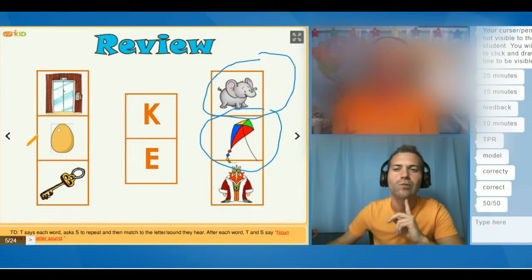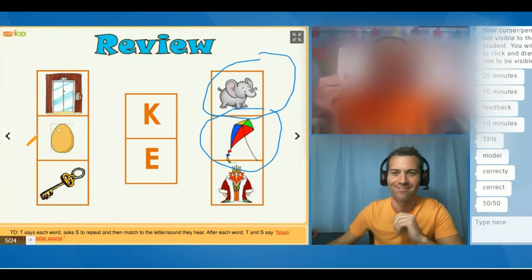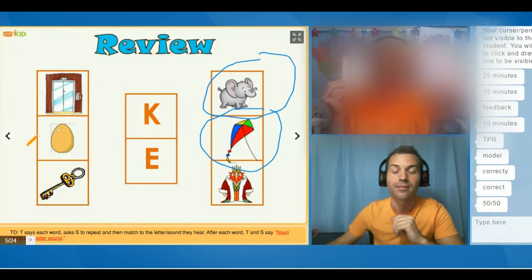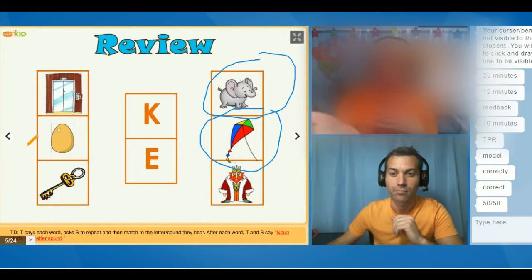Also, flashcards, you had a wonderful amount of props. Flashcards would help them actually draw the line and connect the letter to the sound. Elephant starts with eh, and then draw the line. So flashcards are a wonderful tool to use, along with all the other props that you have.